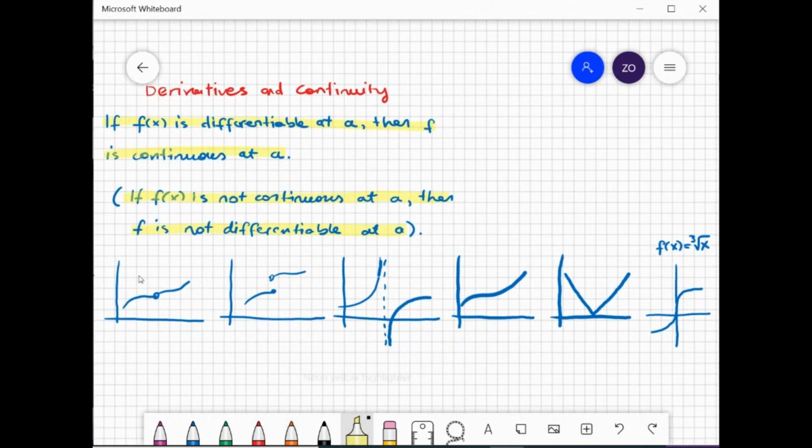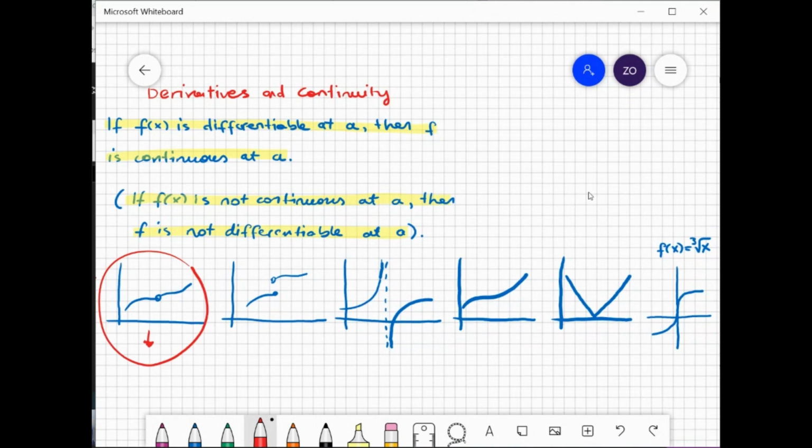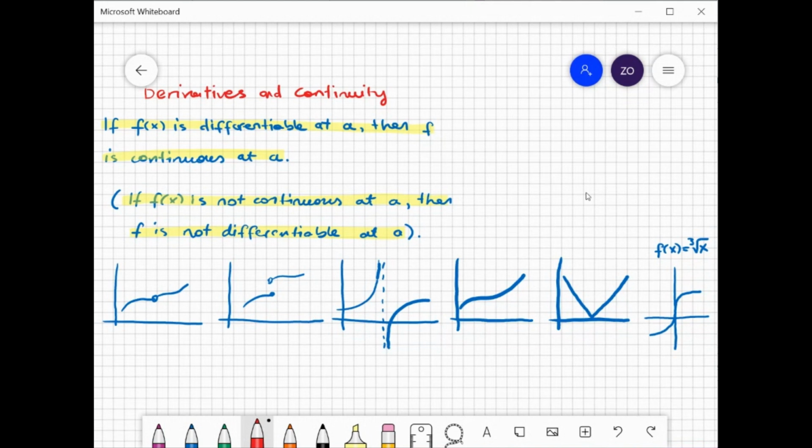So let's look at these graphs. Let's start with the first one. Is this a continuous function? There is a hole, or what we call a removable discontinuity, so it is not continuous. How about the second one? Is this a continuous function? No, there is a jump discontinuity. How about the third one? Is this continuous?